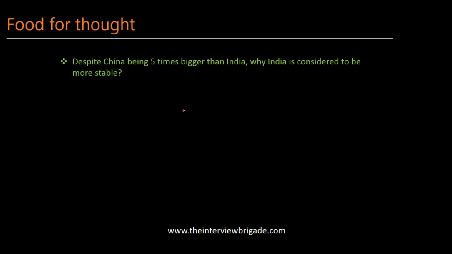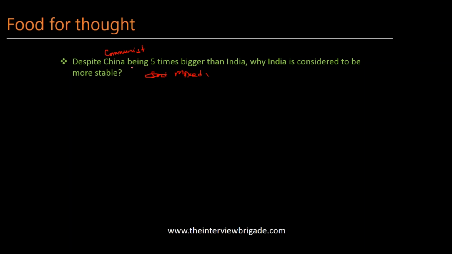GDP and in terms of economy, India is still considered to be more stable. Why? The reason is, obviously, you know the reason now. China is a communist country where the factors of production and economic decisions rest with the government. Okay, whereas India is a socialist, or let's say a mixed economy moving towards capitalism, where the economic decisions are with the private entities.